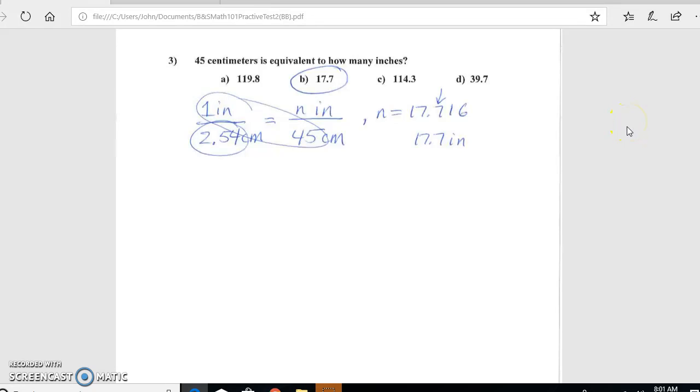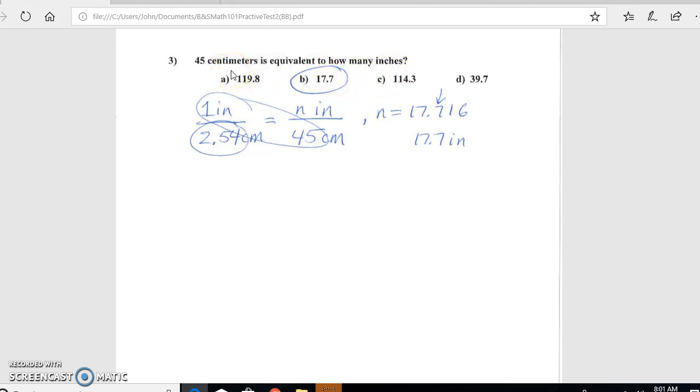This is the practice test for measurements. Here we're working on problem number 3, and the problem states 45 centimeters is equivalent to how many inches. So we want to convert centimeters to inches.